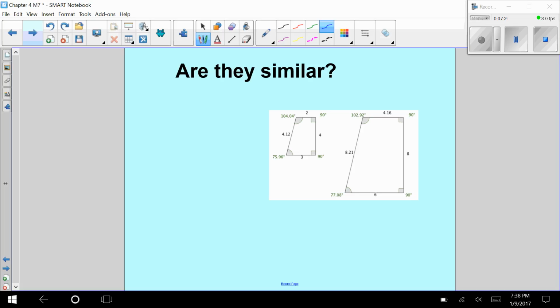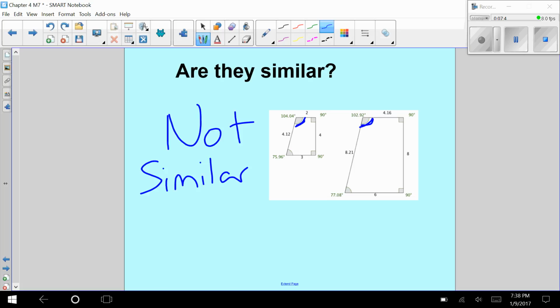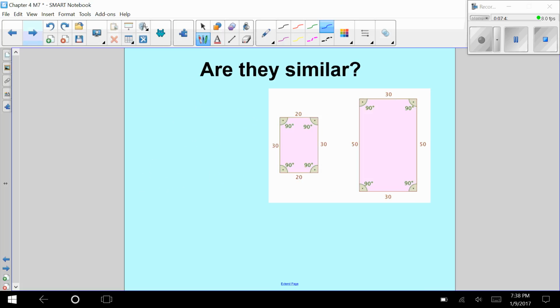All right, remember the first thing you should always check is angles. This angle right here goes with this one over here. I've got a 104 and a 102. Well, those corresponding angles are not the same, which means no, they are not similar. Always check the angles first. All right, now let's look at these two. Are they similar? Try this on your own.